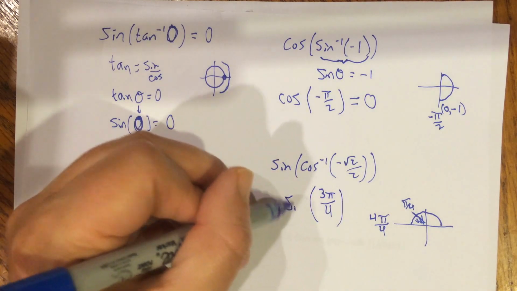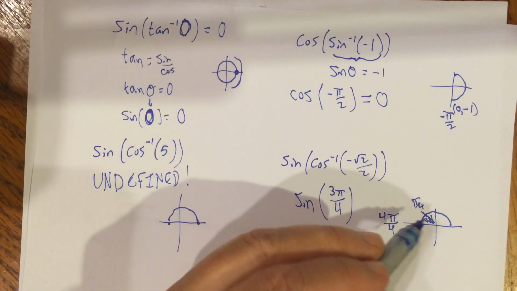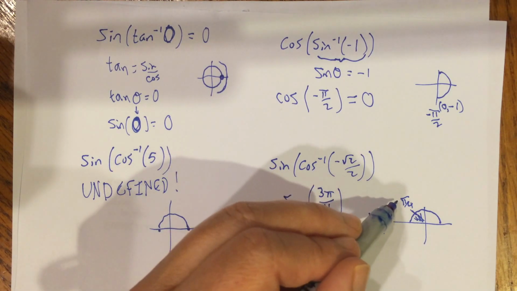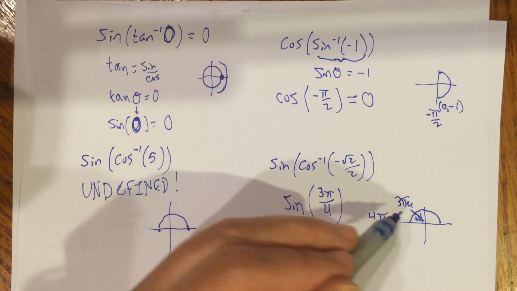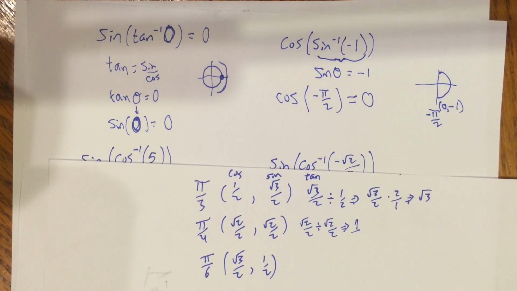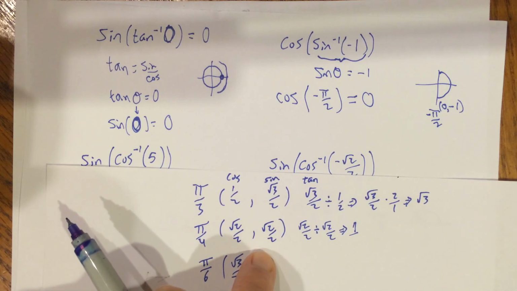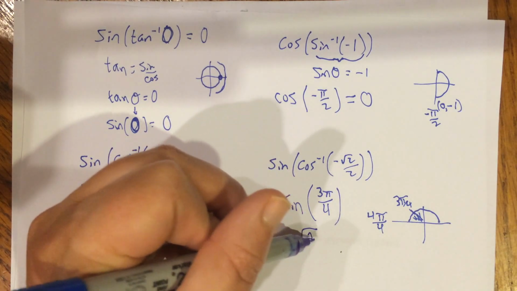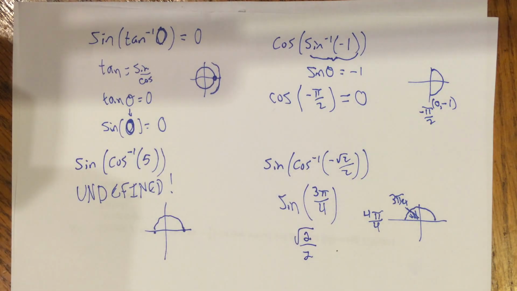So now I'm trying to find the sine of that. Well, over here, my sine is still positive because my sine is my y's, and this is 3 pi over 4. And so it's a positive, and at pi over 4, my sine is also square root of 2 over 2. So this would just be positive square root of 2 over 2. Okay.